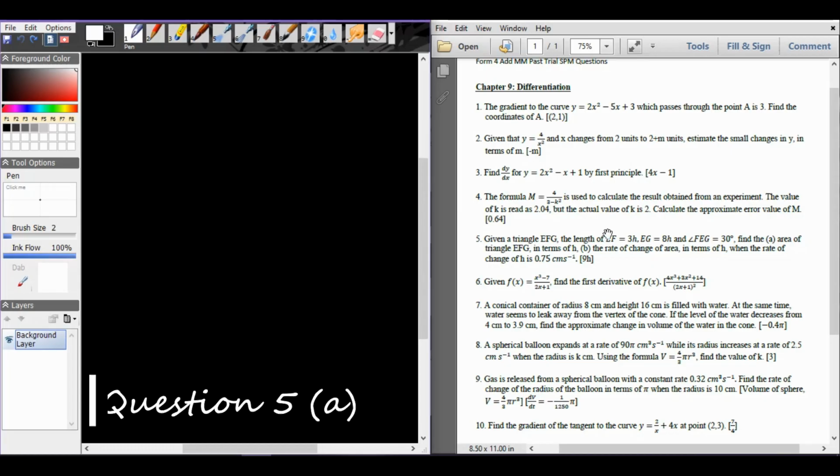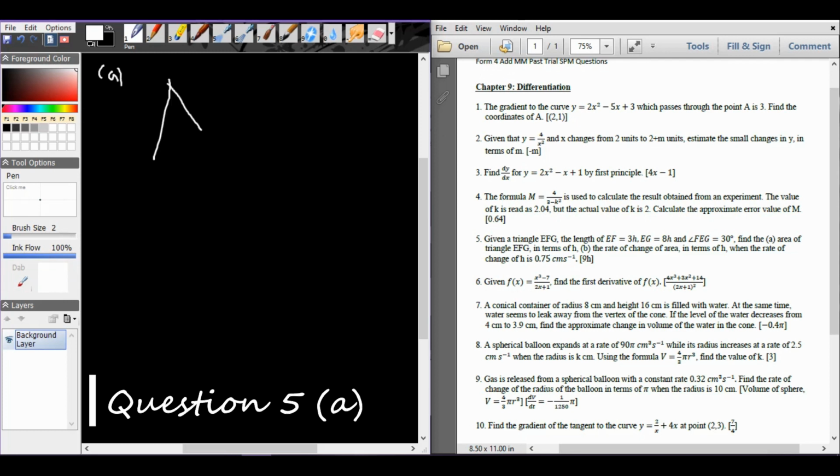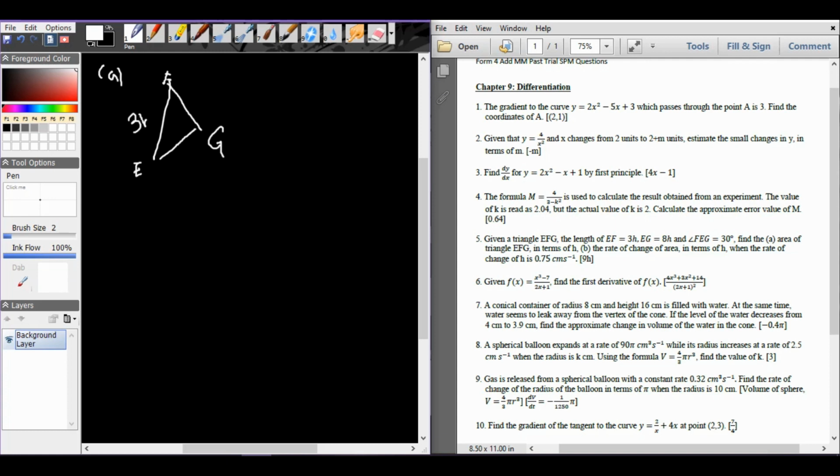Number 5: given a triangle, find the area of the triangle in terms of h. For part A, this is actually from the chapter on solution of triangles, but I want to show you how to do part B, so I also put this question in chapter 9. So we start from A. We have a triangle EFG. EF is 3h, EG is 8h, and angle FEG is 30 degrees.